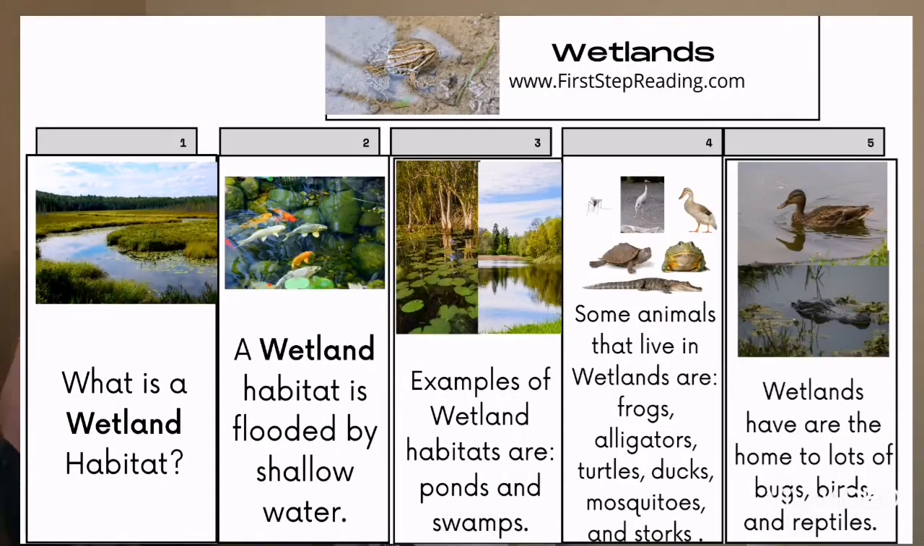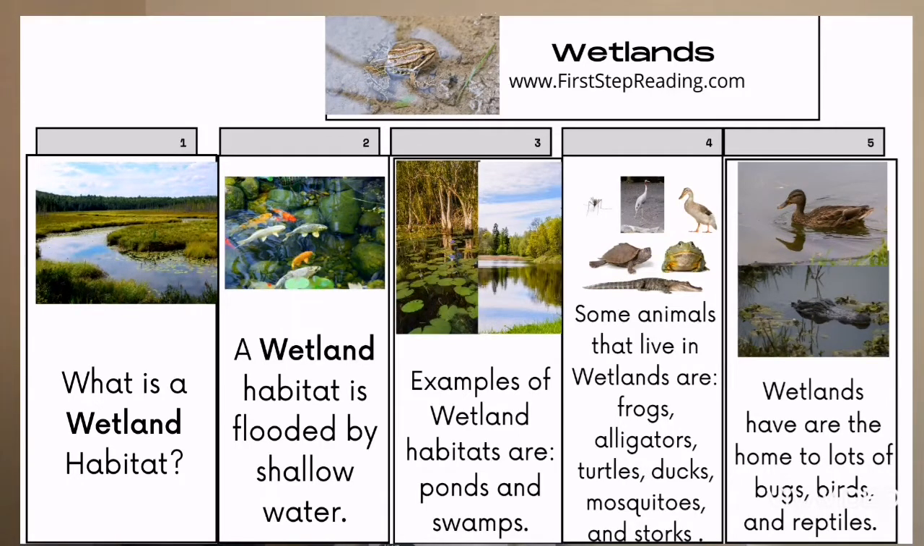Now let's talk about wetlands. What is a wetland habitat? A wetland habitat is flooded by shallow water. Not deep water, shallow. Examples of wetland habitats are ponds and swamps. Some animals that live in wetlands are frogs, alligators, turtles, ducks, mosquitoes, and storks, which is a type of bird. Wetlands are the home to lots of bugs, birds, and reptiles.